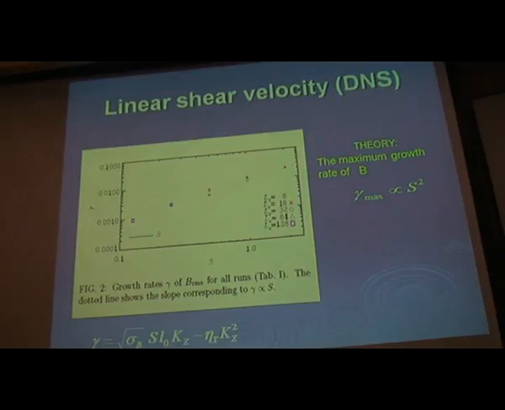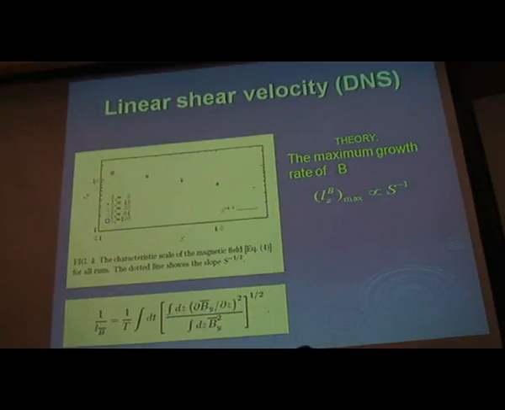Maybe we don't observe here modes with the maximum growth rate due to the complicated problem related with generation of large-scale vorticity. Maybe. The second point: according to the theory, the characteristic scale of the magnetic field for the mode with the maximum growth rate should scale as 1 divided by s. Here we observe scaling s to the minus 1/2. Okay, thank you.